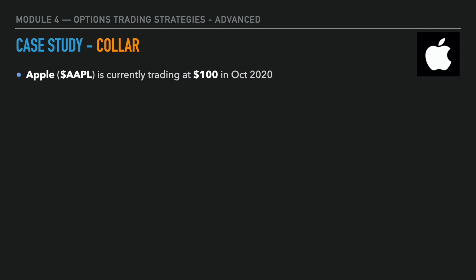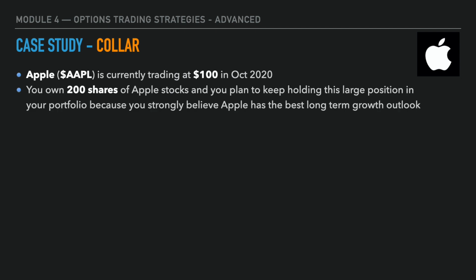Alright, now let's take a look at one case study on Apple stock and see how exactly you can apply the collar strategy in your own investment portfolio. Let's say Apple stock is currently trading at $100 per share in October 2020. You own 200 shares of Apple stock in your portfolio. You plan to keep holding this large position as a long-term investment because you strongly believe Apple has one of the best long-term growth potentials out there in the market.